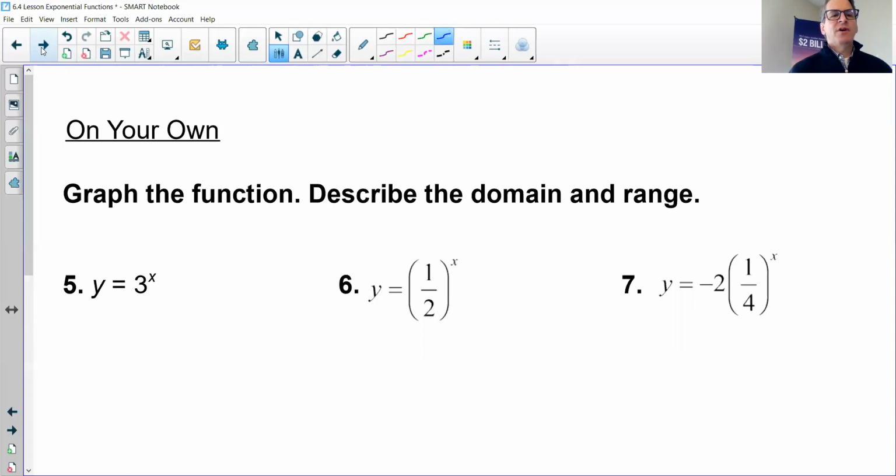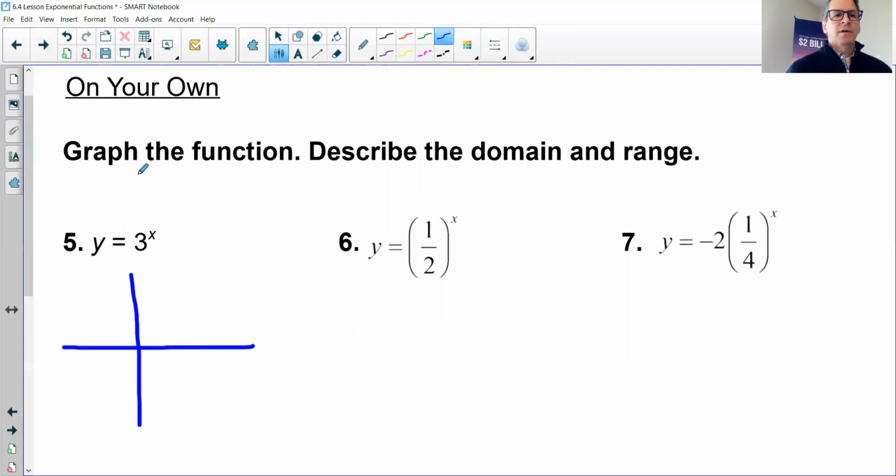So graphing the function on your own: y is equal to 3 to the x, y is equal to 1/2 to the x, and y is equal to -2 times 1/4 to the x. We will do y is equal to 3 to the x. When x is 0, so x and y.